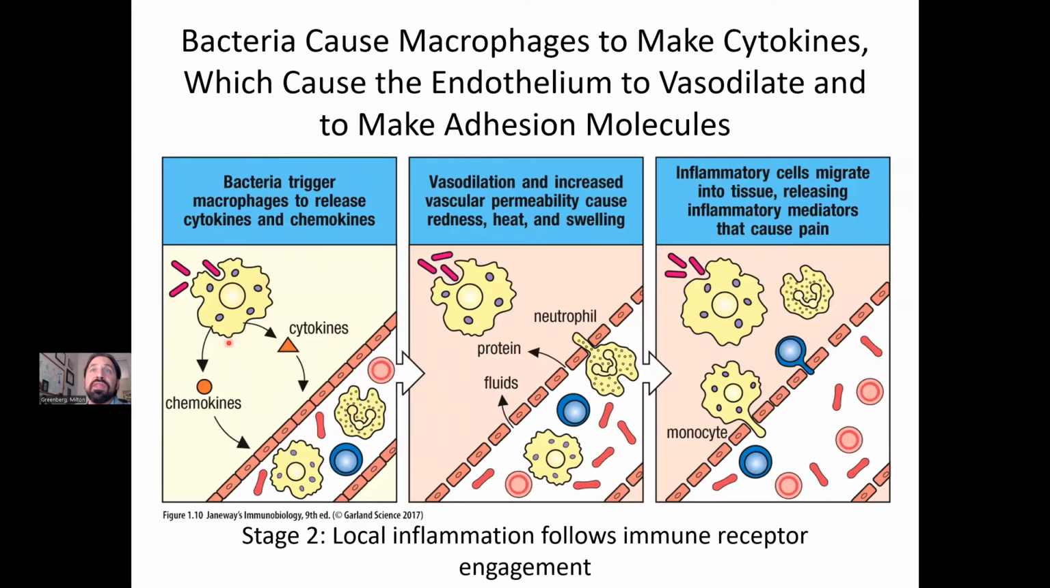So once the macrophage here encounters the bacteria or the fungus, it's going to turn on transcription in its nucleus and start making molecules. Some of the initial molecules that are made are called chemokines and cytokines. Chemokines and cytokines are going to drive local inflammation, and that's going to follow this immune receptor engagement.